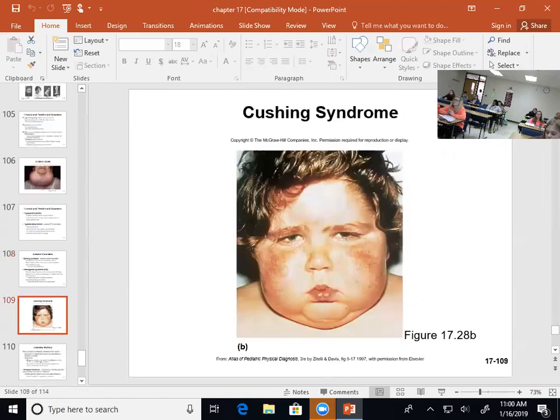Y'all saw the little boy 3 months earlier. His little school picture was unrecognizable. It's in your textbook. And then here he is 3 months later. So this was an acute onset of Cushing's, wasn't it? And this is what's referred to as that moon face. This can kind of happen with people who are kept on prednisone for too long. And that is not healthy either, to have that happen.